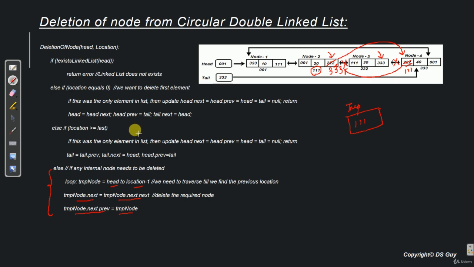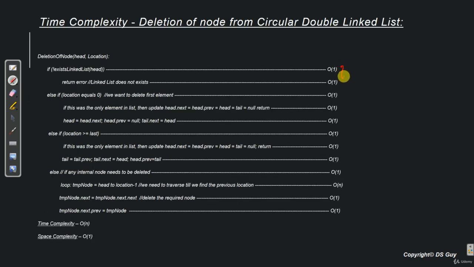Now let's see how the time and space complexity looks for this algorithm. Checking if the linked list exists or not is a constant time operation. Similarly, if we want to delete the first node, we have to update a few reference variables, so all of them will take constant time. Again, if we want to delete the last element, a few reference variables need to be updated, so that will be a constant time operation.